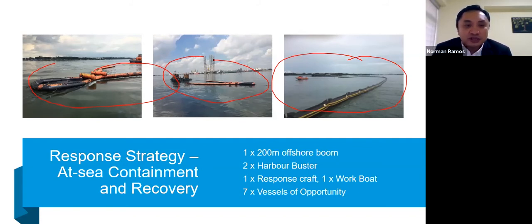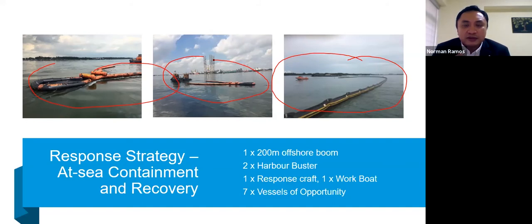Another socioeconomic impact on the community would be the closure of Pulau Ubin to its frequent visitors. So as you can see, these are just some of the examples of the socioeconomic impacts of marine oil spill. So why am I saying this? Why am I emphasizing the socioeconomic effect?